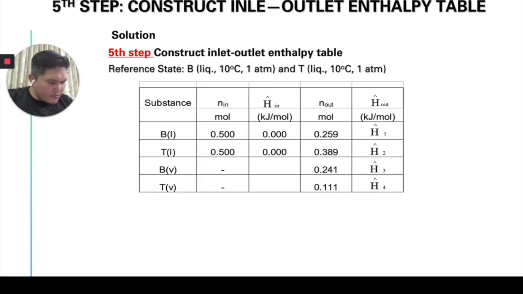So this is where we start to draw the inlet-outlet enthalpy table. What is coming in is 0.5 mole of benzene in liquid state and 0.5 mole of toluene in liquid state. Because this is our reference state for both components, delta H is straight away equal to 0. From our material balance, we have determined the component values for the vapor and liquid states for both benzene and toluene. We label the enthalpies as H1, H2, H3, and H4. Next, how do we determine the values of H1, H2, H3, and H4?